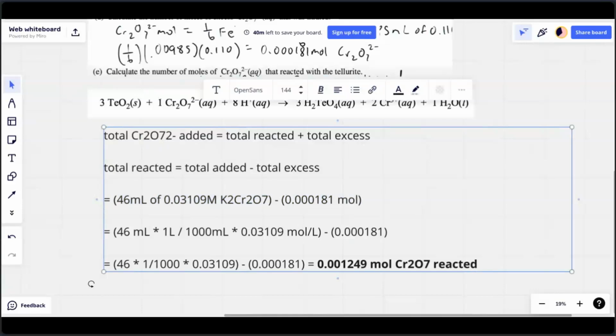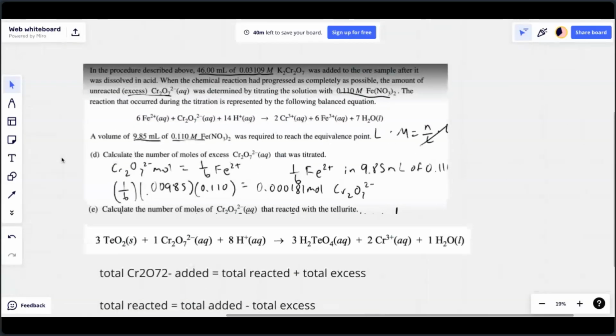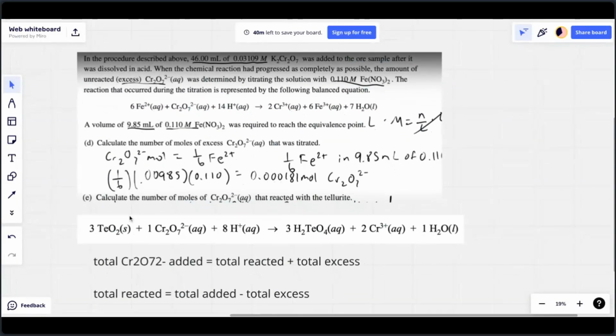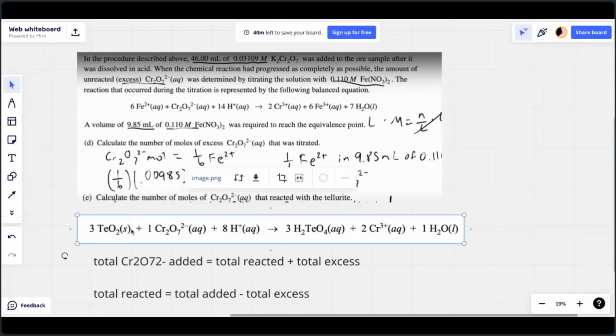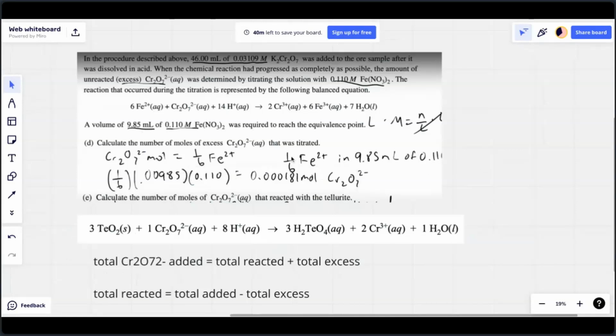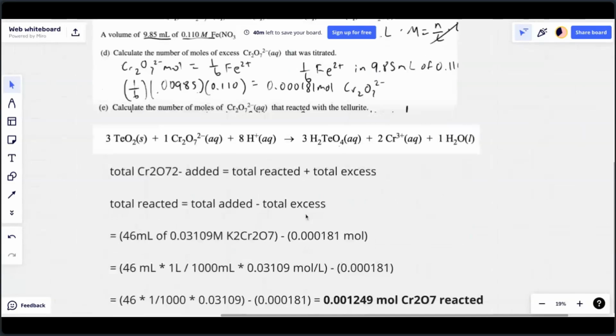It is just a lot of stoichiometry. That's all these problems are, right? That's basically the idea. We did this reaction, and then we wanted to figure out how much excess there was, and then we wanted to figure out how much actually reacted.